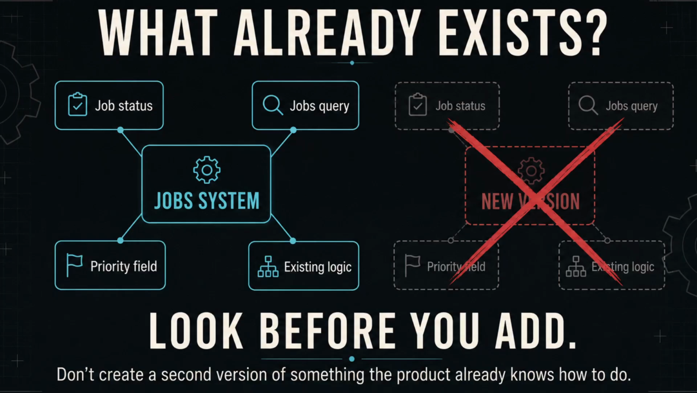What already exists? First, look before you add. This sounds simple, but AI makes it incredibly easy to create new things, new fields, new functions, new components, new workflows, new ways of doing something the project might already know how to do. So before I ask AI to create anything, I want it to inspect what's already there.